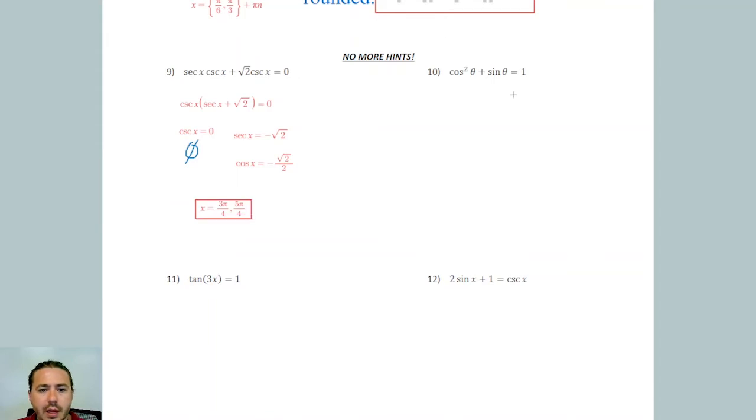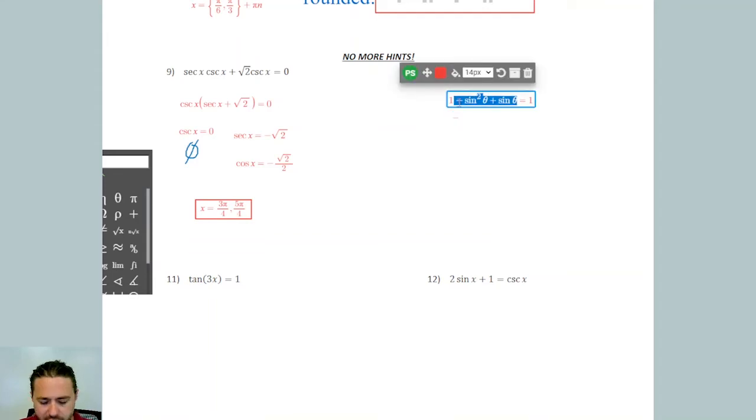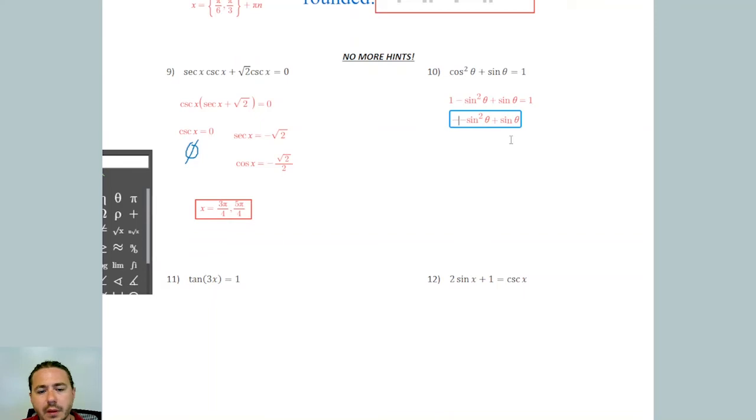Okay. Number 10, what we have to do is use one of our Pythagorean identities to rewrite cosine squared as sine squared. So cosine squared theta equals 1 minus sine squared theta. And then we have a plus sine theta equals 1. We could subtract 1 from either side, and that's going to leave me with really everything else, because the 1 on both sides will cancel each other out. They'll equal 1 once we combine them. So we get negative sine squared theta plus sine theta equals 0.